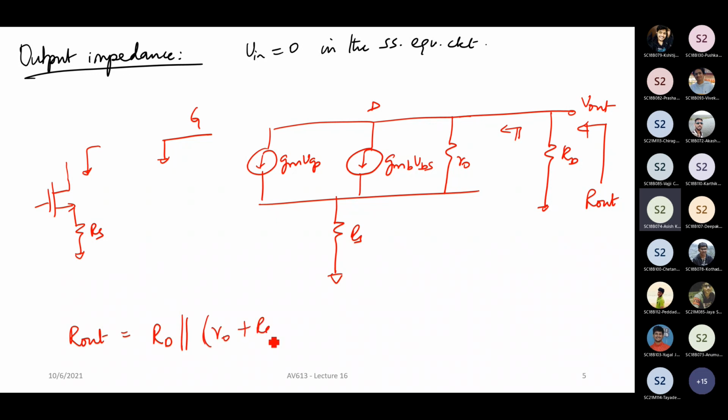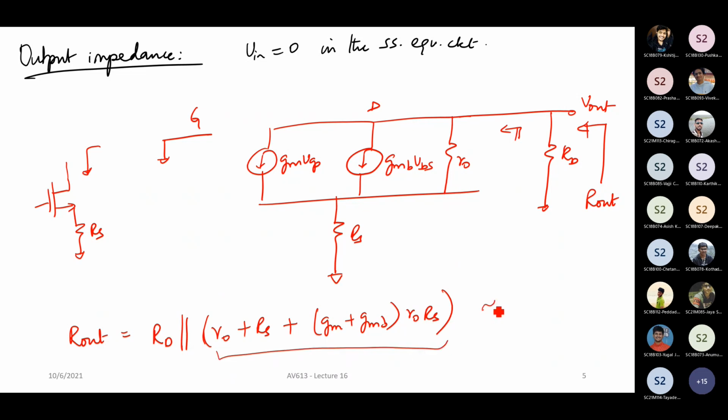Exactly. So it is the sum of these two resistances plus GM R naught RS. So you have RD in parallel with R naught plus RS plus GM plus GMB times R naught times RS. This is your output impedance. Now, technically what happens is this second term becomes really large in comparison to RD. So you can approximate this to be almost RD. Is it clear?